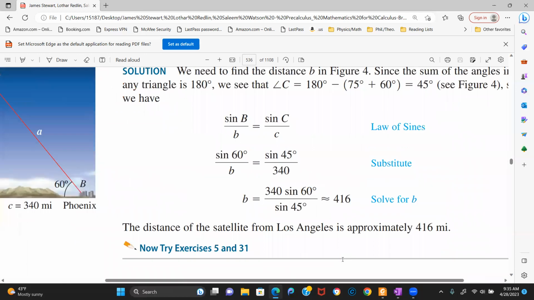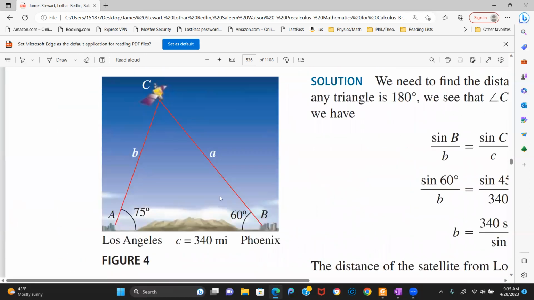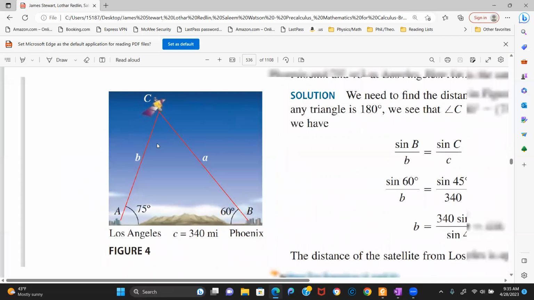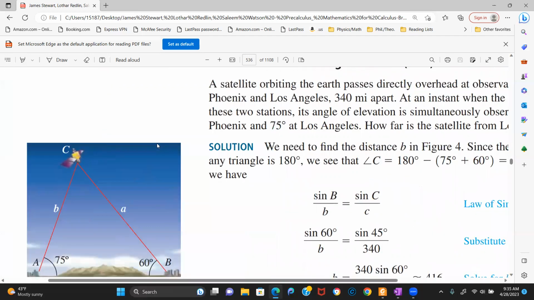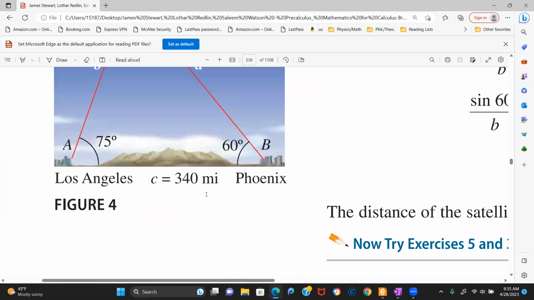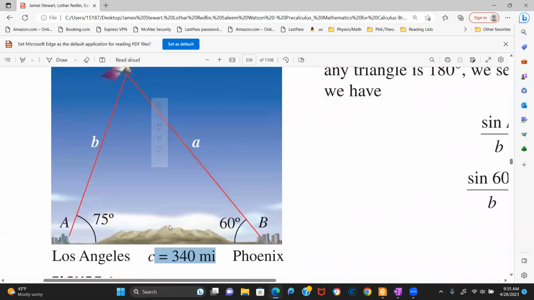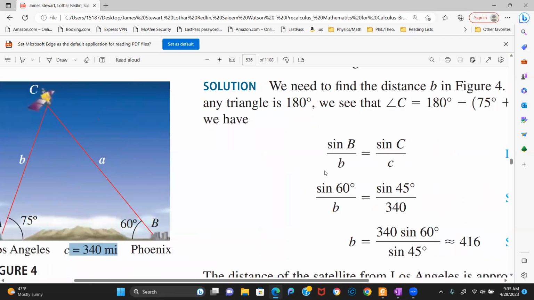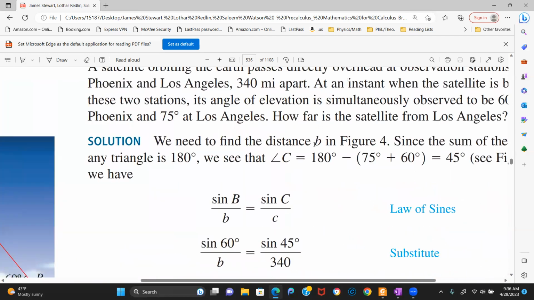So here we have this picture right here. Here's the satellite in orbit, and then we have Los Angeles and Phoenix. They're showing you the distance here, but we want to compute that using the law of sines. This is the distance that's known, 340, and this is the angle that they're observed at from these stations. What we want to figure out is B, this distance B right here.